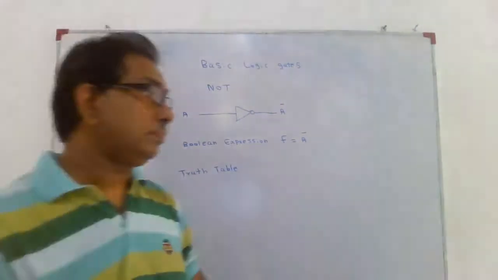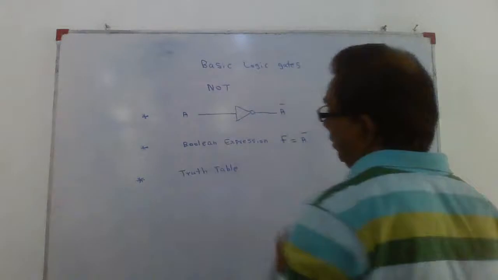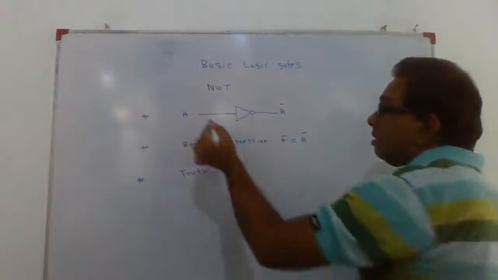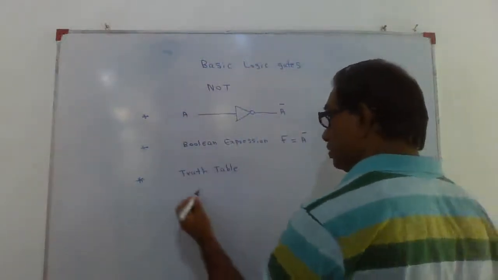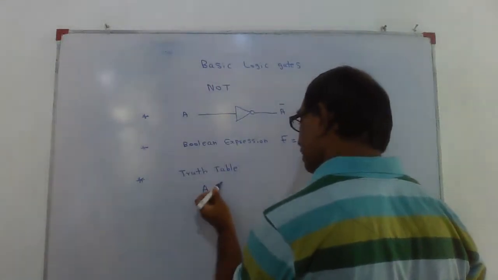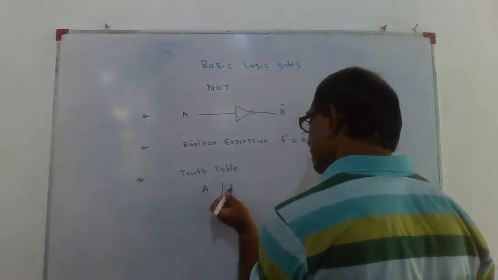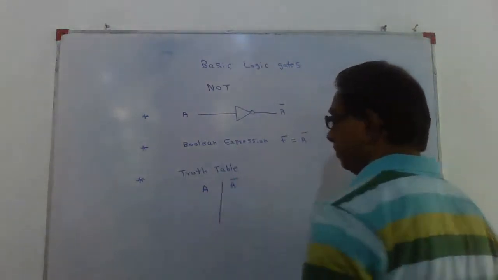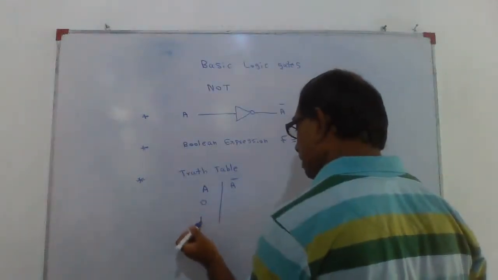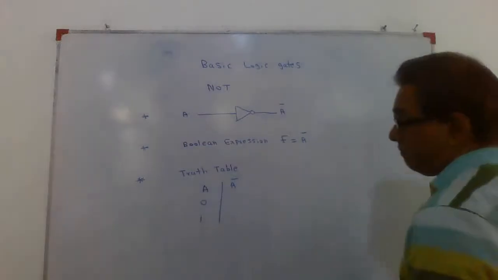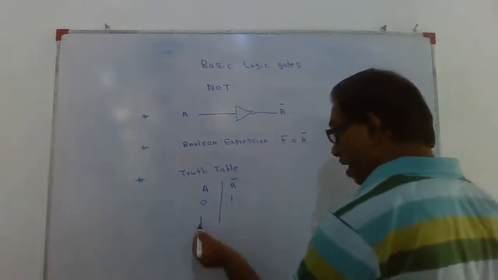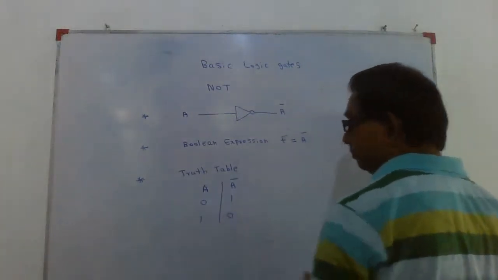Now, in NOT gate, we have only one input and one output. So the truth table would be like this. We have A, and we will take A bar. What are the inputs? It can be 0 or it can be 1. If we input 0, we get 1 here. If we input 1, we get 0 here. This is truth table.